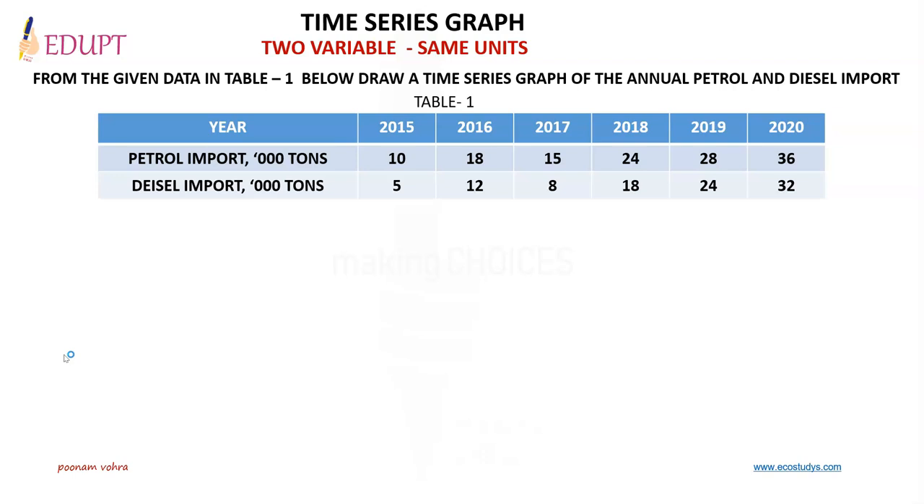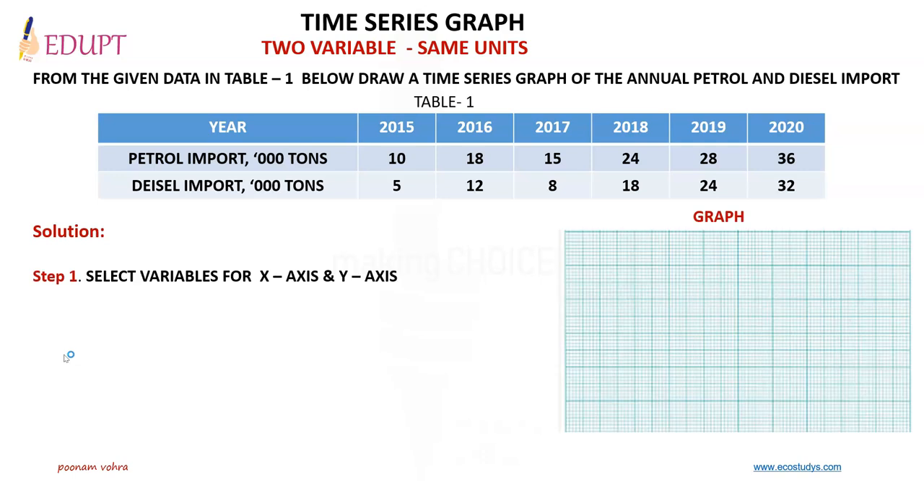And for this, let's take this example of petrol and diesel import annually, beginning from the year 2015 till 2020. Petrol import and diesel import both are measured in the same unit, which is 1000 tons. The values of import in different years for two goods have been shown here, which you can see. Now we shall go step by step.